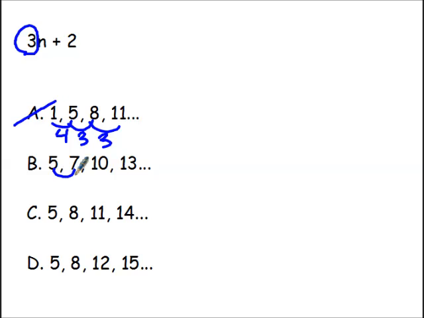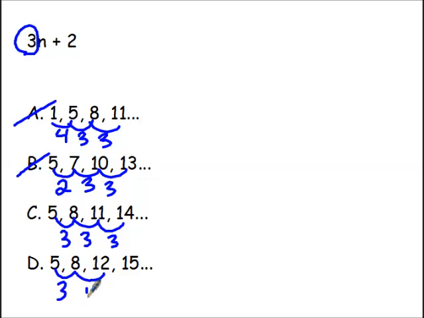From 5 to 7, a difference of 2. From 7 to 10, a difference of 3. And from 10 to 13, a difference of 3. Again, this one is not an arithmetic sequence, because it does not have a constant difference. Now, from 5 to 8 is 3, 8 to 11 is 3, and 11 to 14 is 3. The next one, 5 to 8 is 3, 8 to 12 is 4, and 12 to 15 is 3. So again, D would not qualify as an arithmetic sequence, so our answer choice will be C.